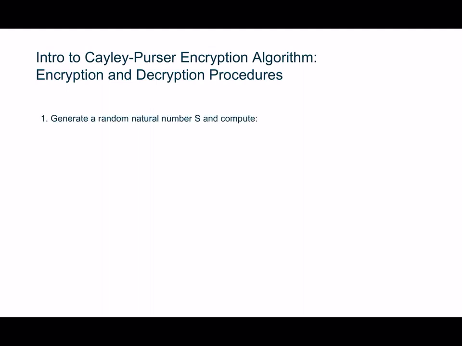Upon receiving these public key values from Bob, Alice will first generate a random natural number s and compute the following. Gamma to the s power, which is expressed as the value delta. Delta inverse times alpha times delta, which is expressed as the value epsilon, and delta inverse times beta times delta, which is expressed as the value kappa.